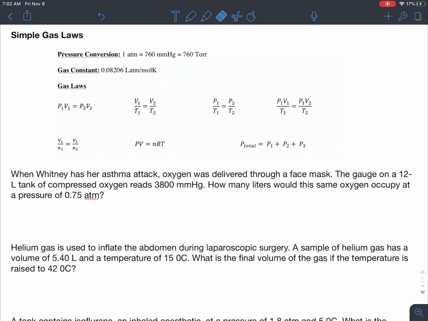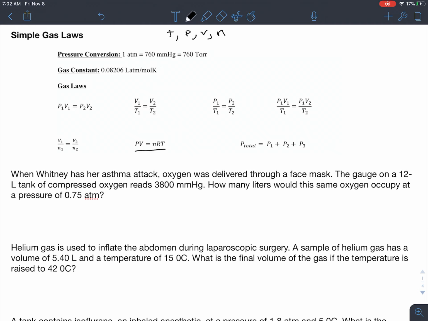The simple gas law. So we've talked about how gases are affected by temperature, pressure, volume, and the number of particles, so moles. And then there have been some gas laws derived from holding a few constant and seeing how the others affect each other. So these gas laws are stated over here.